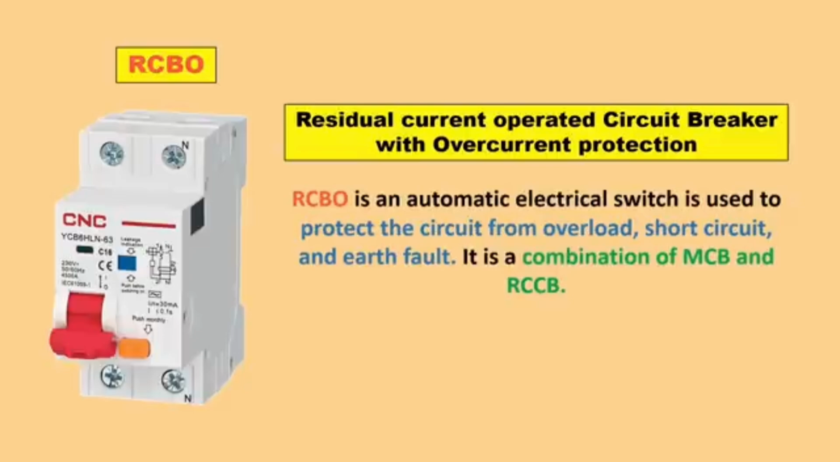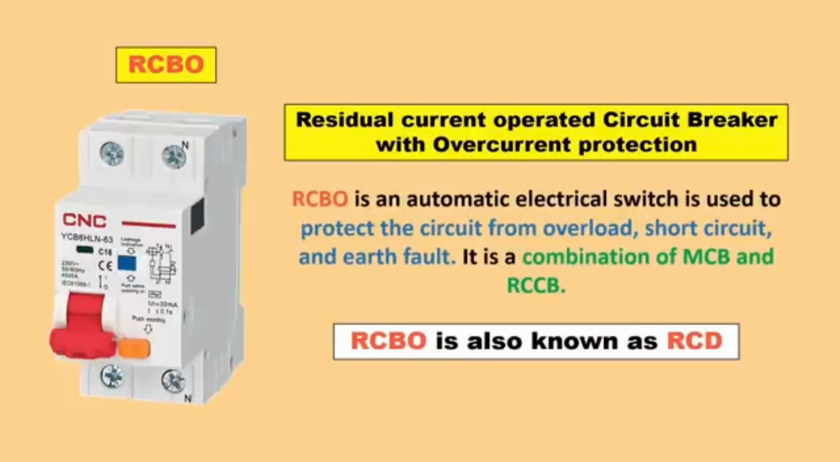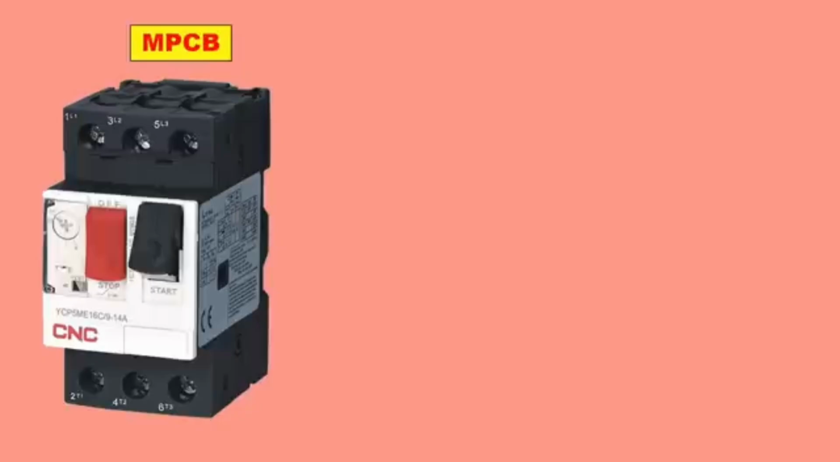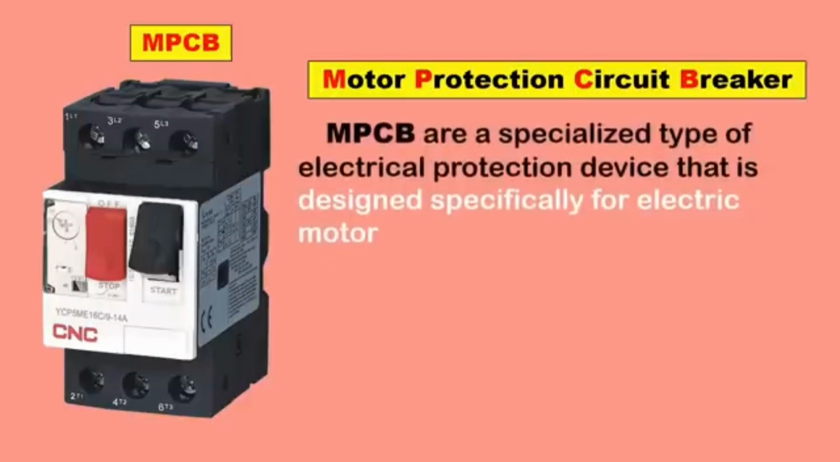This RCBO we are talking about is also known as RCD. Many people have a doubt in their mind that the RCBO and the RCD are different devices, but it is not like that. This RCBO is also known as RCD. After this, the last device we are discussing is MPCB. Full form of MPCB is Motor Protection Circuit Breaker. By the name Motor Protection Circuit Breaker, you can guess that this is a kind of device which is used for protection of motor.